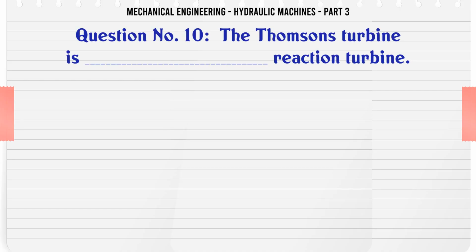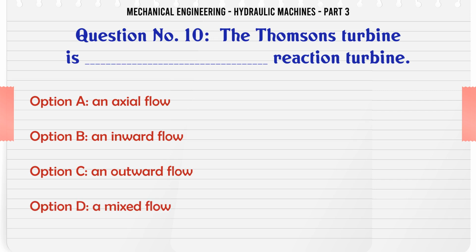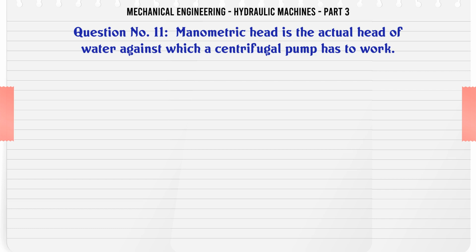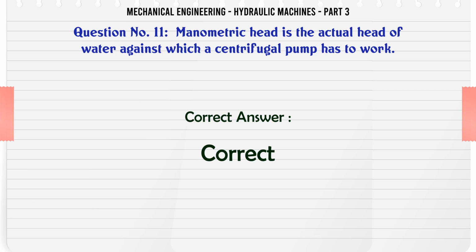The Thomson's turbine is a reaction turbine. A. An axial flow. B. An inward flow. C. An outward flow. D. A mixed flow. The correct answer is an inward flow. Manometric head is the actual head of water against which a centrifugal pump has to work. A. Correct. B. Incorrect. The correct answer is correct.